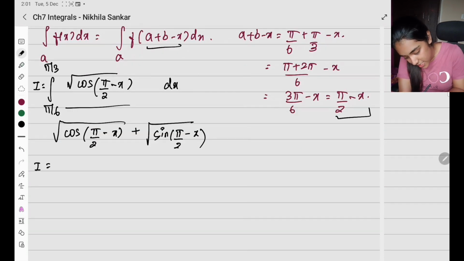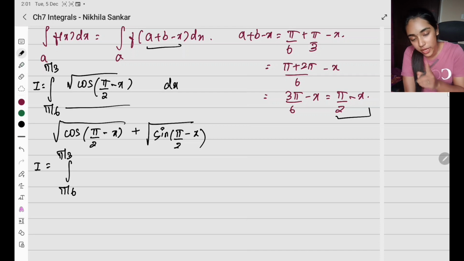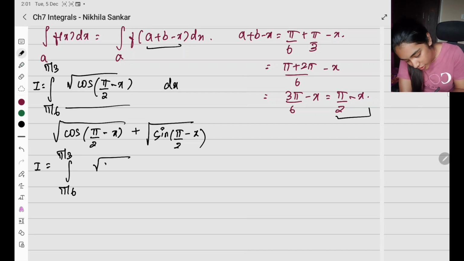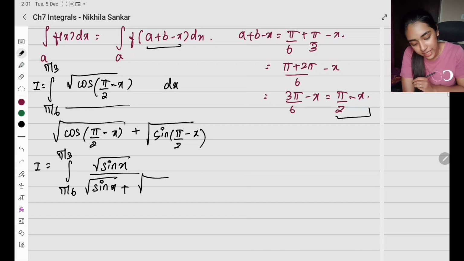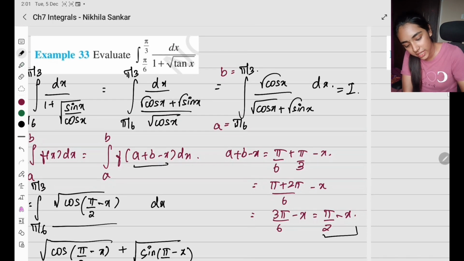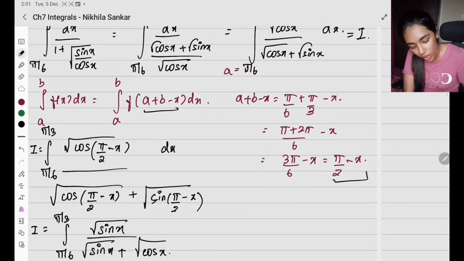So when I solve this, I equals, I have integral from pi by 6 to pi by 3. Square root of cos of pi by 2 minus x is going to give me sin x, divided by, in the denominator also the same. So sin x plus square root of sin of pi by 2 minus x is going to give me cos x. So I have two different I's, this I and that I. Equation 1 and equation 2.